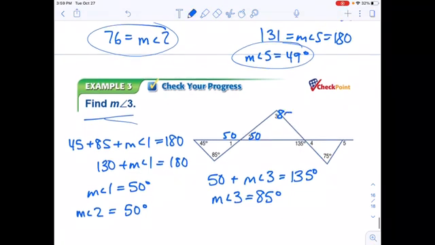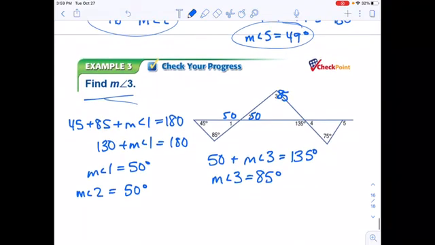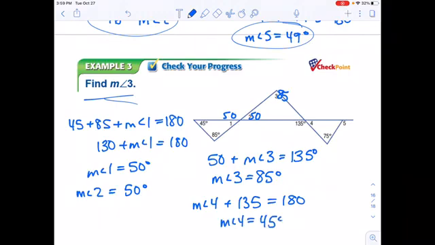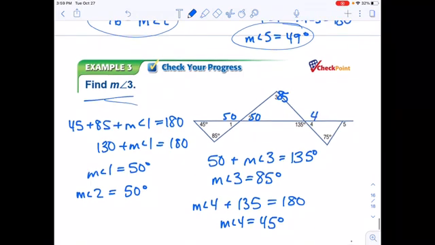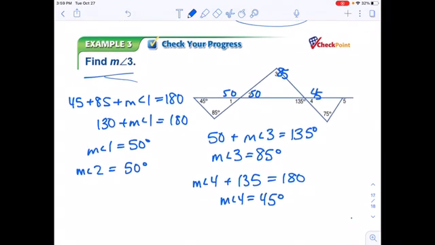Then we know that 135 and the angle 4 must equal 180. So measure of angle 4 plus 135, because they're a linear pair, equal 180. I subtract those. I get the measure of angle 4 is equal to 45 degrees. And then I can use the triangle angle sum theorem. I can use the exterior angles theorem to say 45 plus 75 has to equal the measure of angle 5. So the measure of angle 5 must be 120 degrees.